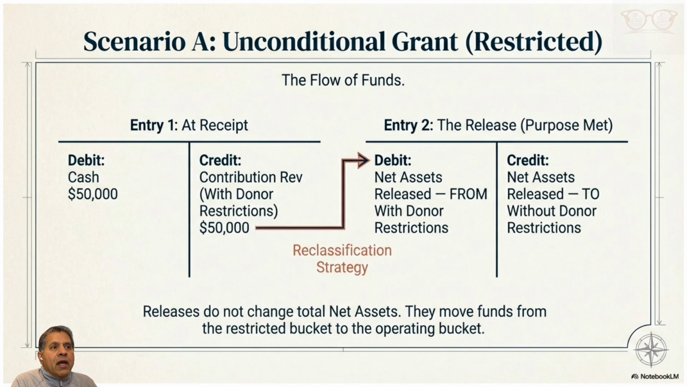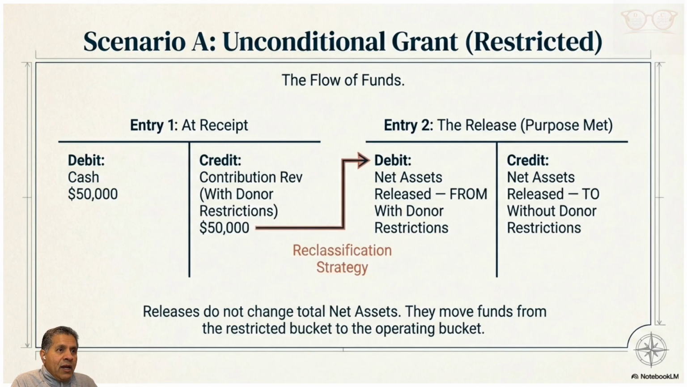Now, a qualifier there. We said when you get the cash. Sometimes you get an award letter and the cash comes later. If the award letter comes early, you would book the revenue immediately and a receivable. And then when the cash comes, you clear the cash against that receivable.